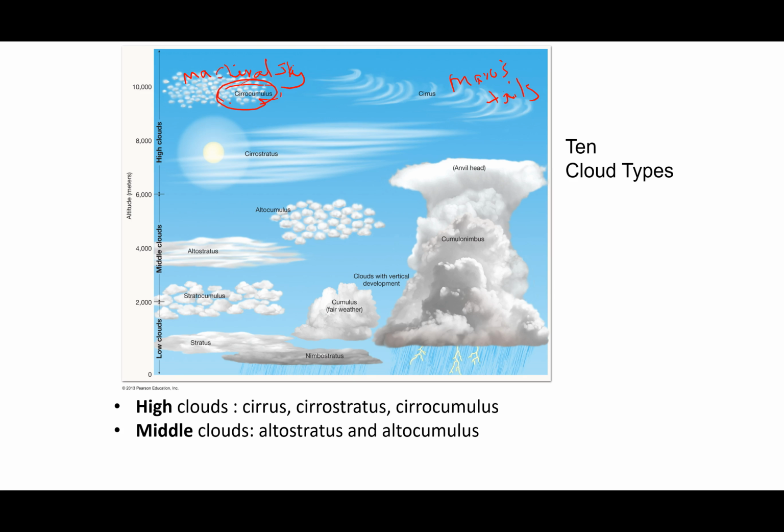Then we have a couple of middle clouds, only two middle clouds. Since they're middle, we're going to go with alto, so we have an alto flat, alto stratus, then we have an alto or middle fluffy, alto cumulus. And this guy right here, instead of the mackerel sky, would be tiny because they're way high up. The alto cumulus will look like cotton balls. They really do. So that's your two middle ones.